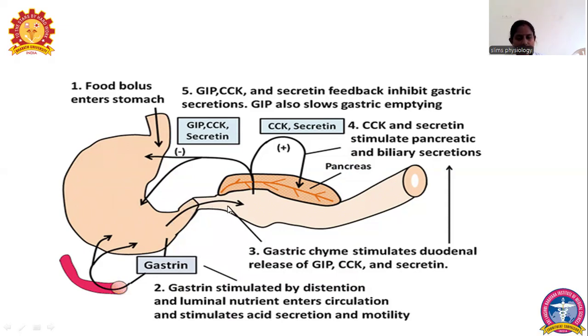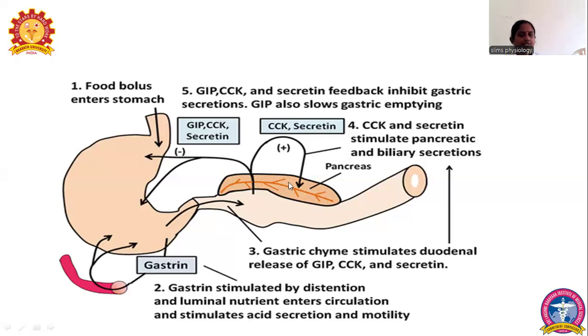Then whenever it enters the upper part of the small intestine, what happens? It stimulates the release of hormones, CCK and secretin, from I cells and S cells of the upper small intestine. So the function of these hormones: CCK and secretin stimulate biliary and pancreatic secretion.